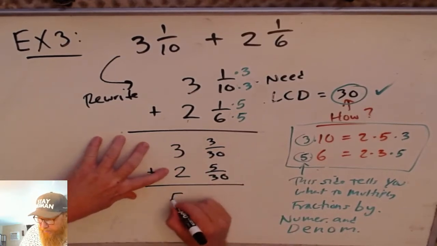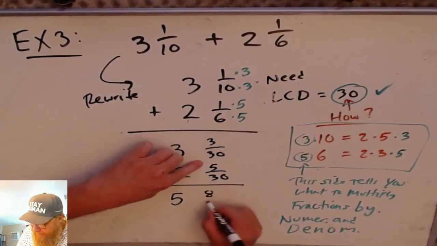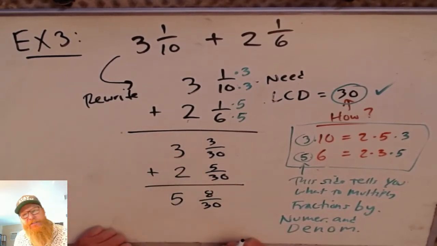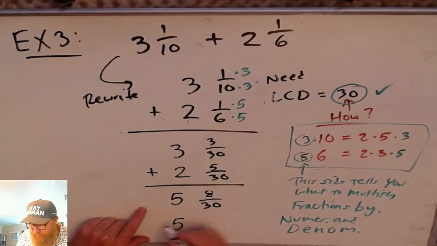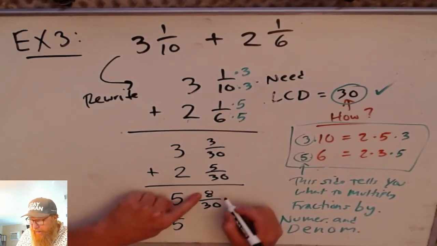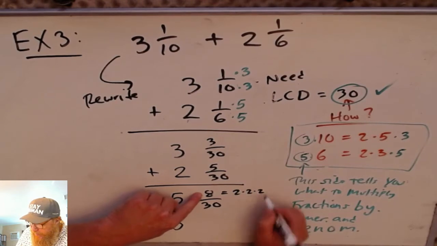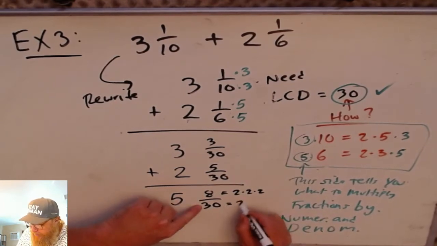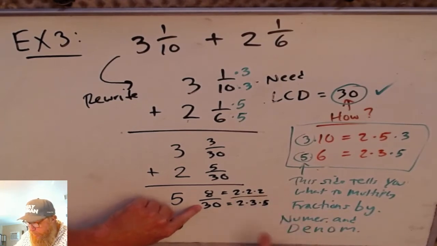3 plus 2 is 5. 3/30 and 5/30 is 8/30. And then reduce this if possible. So 8 is 2 times 2 times 2, and 30 is 2 times 3 times 5.